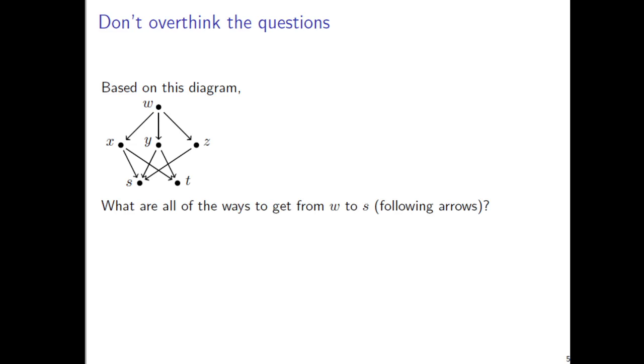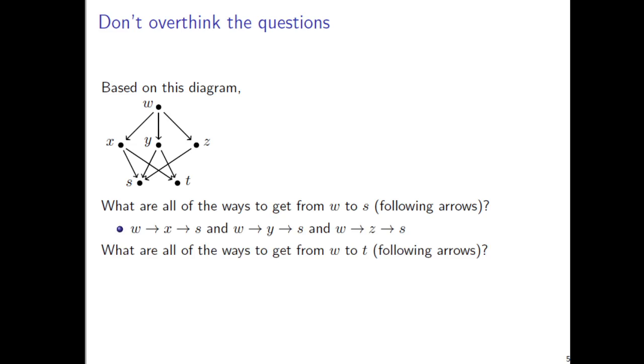What are all the ways to get from W to S? So you can go from W to X to S, you can go from W to Y to S, and you can go from W to Z to S. What are all the ways to get from W to T? Well, you can go through X, you can go through Y, but there is no path from W to T that goes through Z. Yeah, you'll notice that there's no arrow from Z to T, while there is an arrow from W to Z.